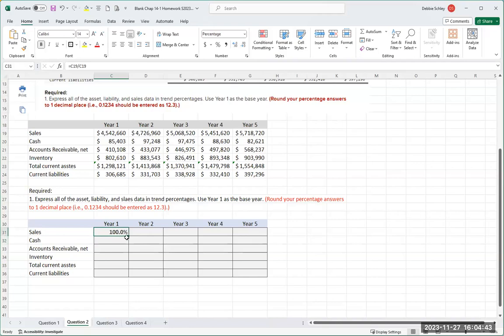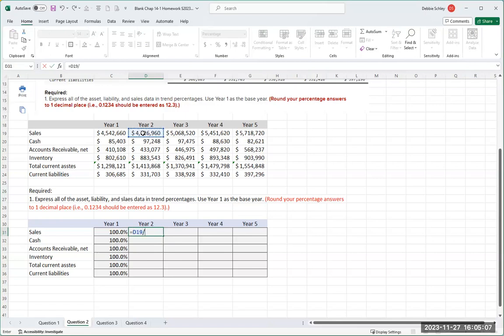And so I'm going to drag that formula down because each of those line items, cash, accounts receivable, inventory, total current assets, and current liabilities, all of them, that's your base year. So it's 100%. Now you take each consecutive year and take the total sales divided by year 1's total sales. And I'm going to anchor, whoops, that was not the right thing. I'm going to anchor year 1's total sales. And that way I can drag that formula across.